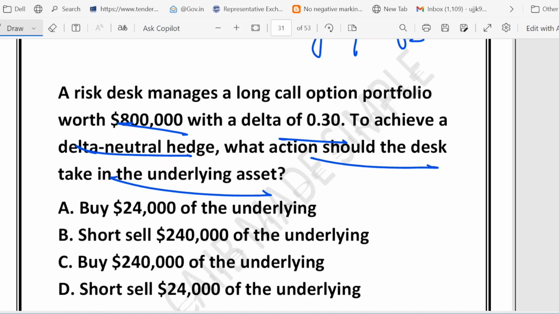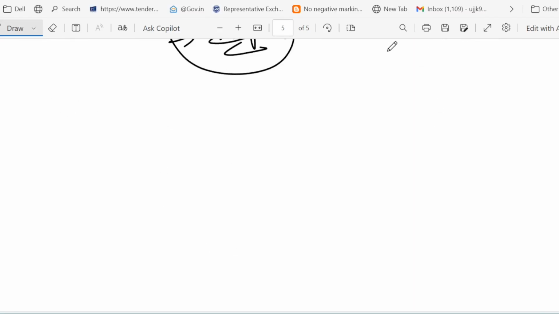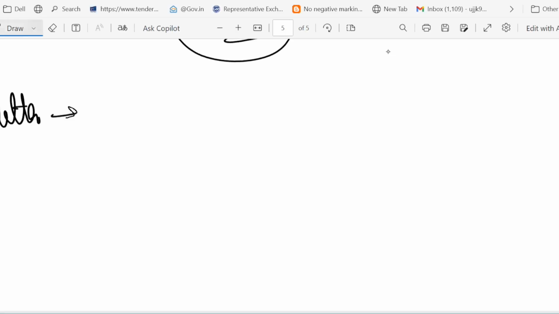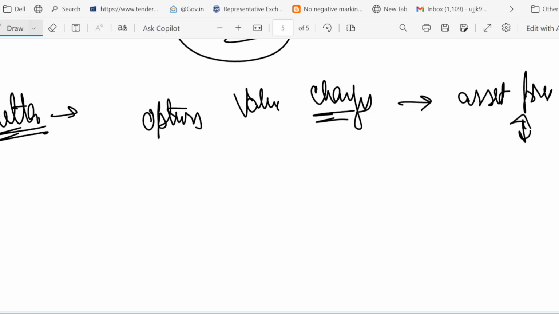Very good question. First of all, you must understand what delta means. How much delta have they given? 0.30. What does it mean? Whenever I say this word delta, please understand it indicates how the option value changes when the underlying asset price changes. So the asset price is changing, and how the option value is changing, that is what delta tells you.